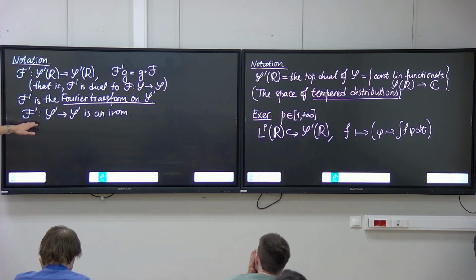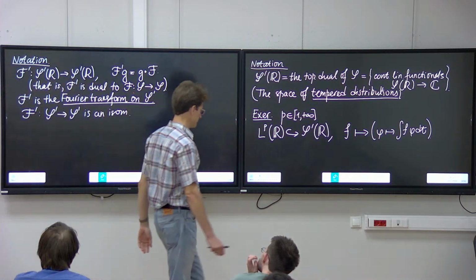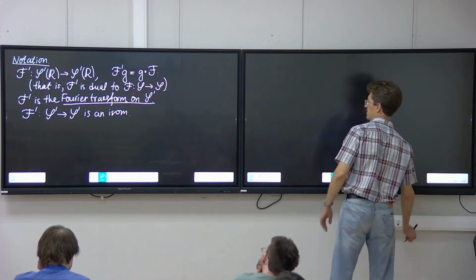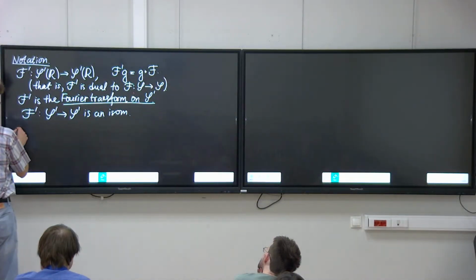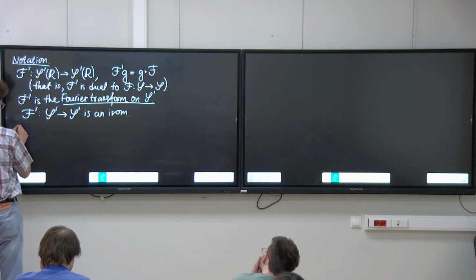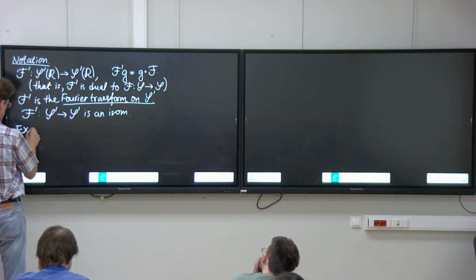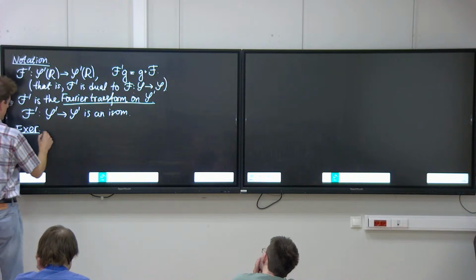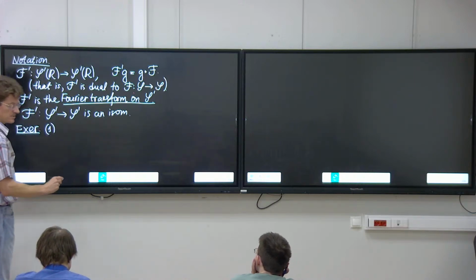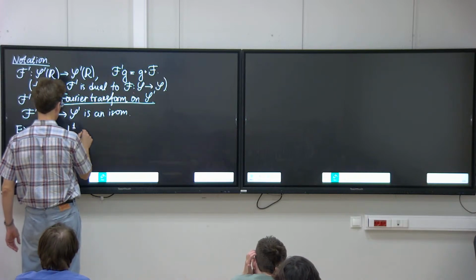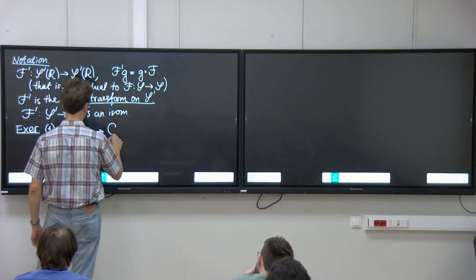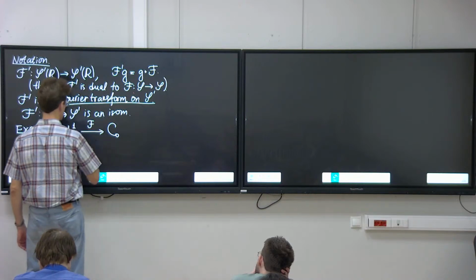This tool almost really implies all the basic properties of the Fourier transform. So this is our final exercise about this, which easily gives us the proofs. First of all, let's look at the following diagram. We have the Fourier transform on L1, which takes L1 to C0.